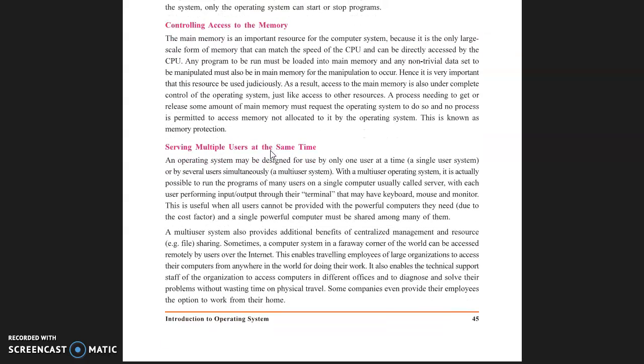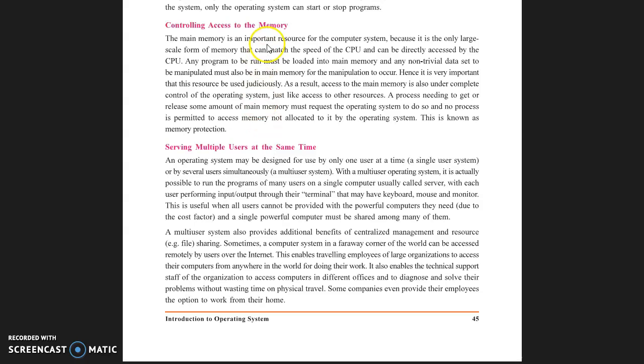Controlling access to the memory. Now what is memory? We already covered it in a previous chapter. The main memory is an important resource for the computer system. If there is no memory in our computer, we are unable to store our data. If you remember, I already explained memory, because it is the only large-scale memory that can match the speed of the CPU and can be directly accessed by the CPU.